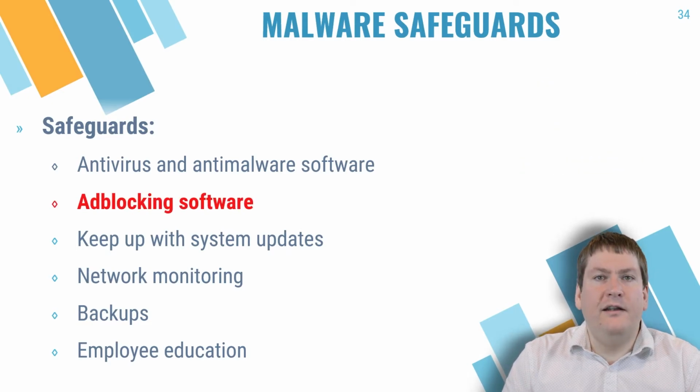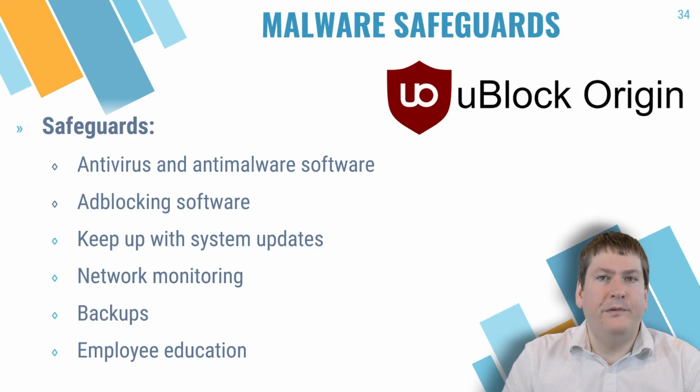The next safeguard is ad blocking software for your internet browser, such as uBlock Origin. This is a free browser extension that removes ads from websites and even YouTube videos. Its primary purpose is blocking ads, but it also helps remove trackers, adware, and spyware found in web pages, which can help reduce your exposure to them.